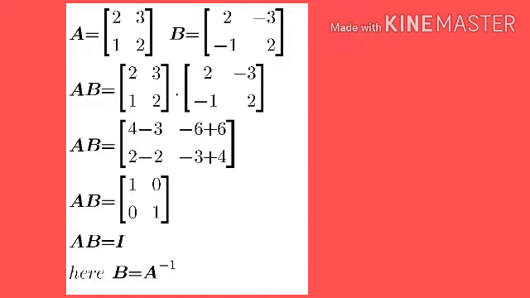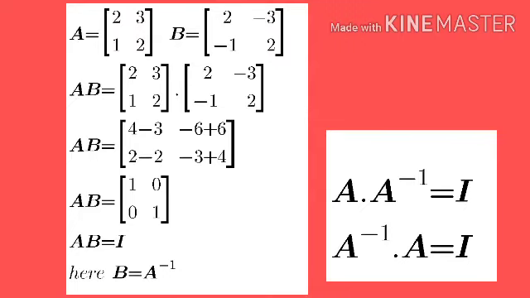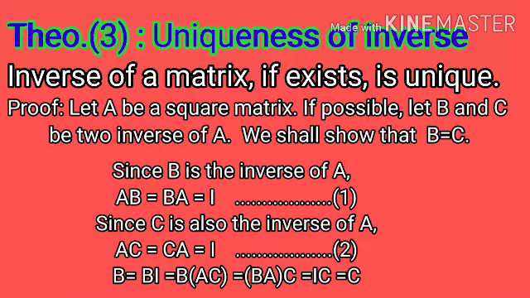So 1 0; 0 1 is an identity matrix, that is I. So A into B is equal to I. So here matrix B is the inverse of A, and is denoted by B equals A inverse. In fact, both matrices A and B are inverses of each other. Now theorem number 3, uniqueness of inverse.